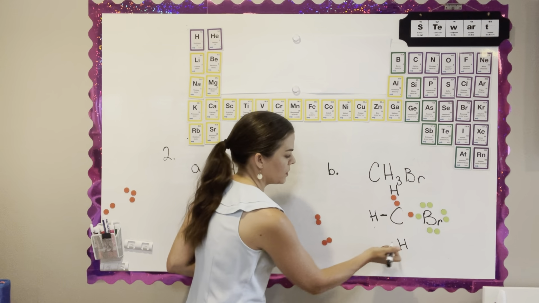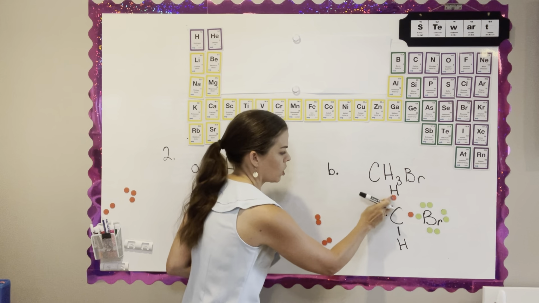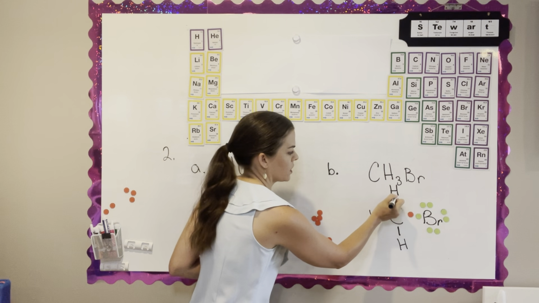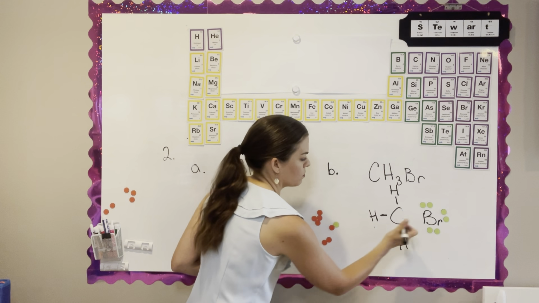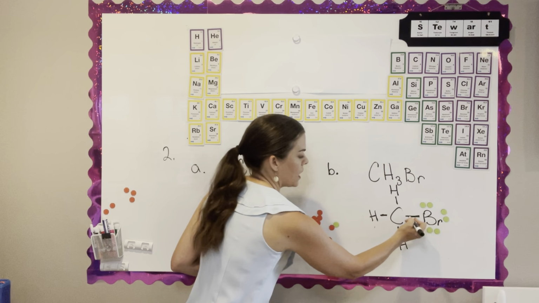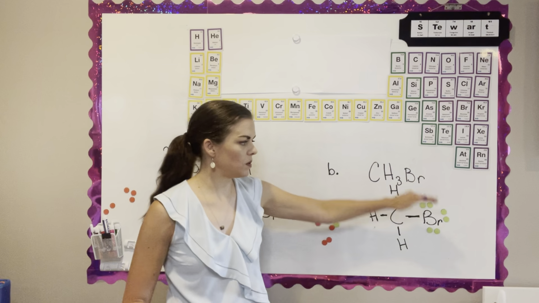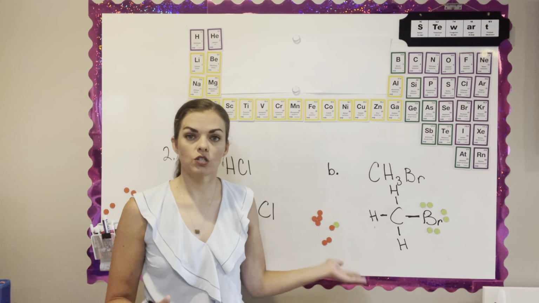And the same is happening at all 3 of these carbon hydrogens where you have all these extra electrons. And so at the carbon bromine, these electron pairs also are making a bond. And so this is going to be your Lewis structure for CH3Br.